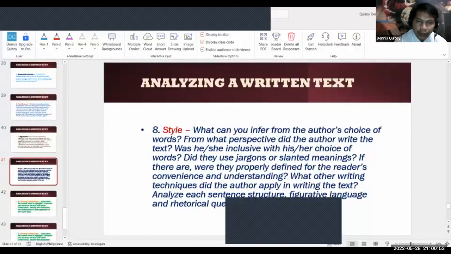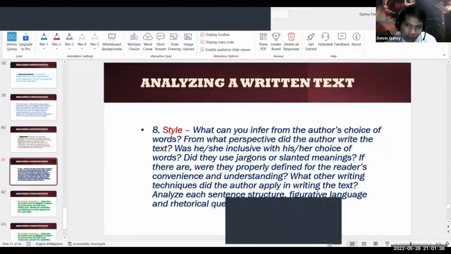Okay. Ang ikawalo kay style. So, what is the style of the author? What can you infer from the author's choice of words? From what perspective did the author write the text? Was he or she inclusive with his or her choice of words? Sa iyaha bagyud gikan ang mga words or ni-pick up lang siya sa mga words sa other nga mga experts. Kanang iyahang gi-appeal sa iyahang written text o sa iyahang story. Did they use jargons or slanted meanings? So if there are, were they properly defined for the reader's convenience and understanding?